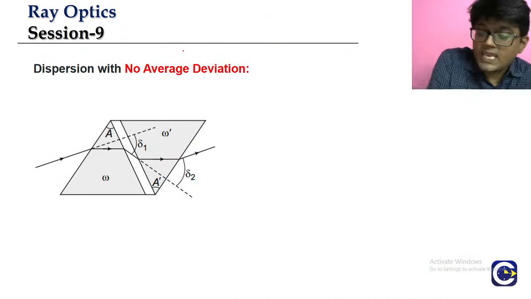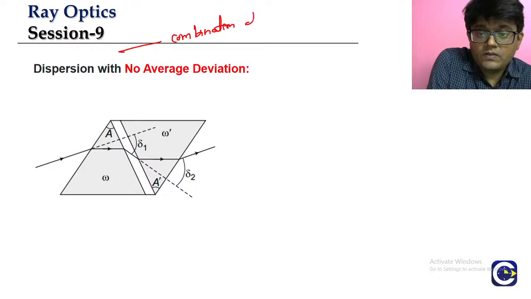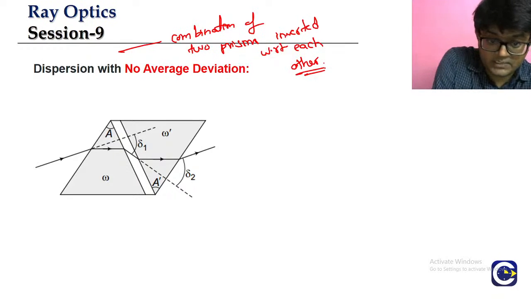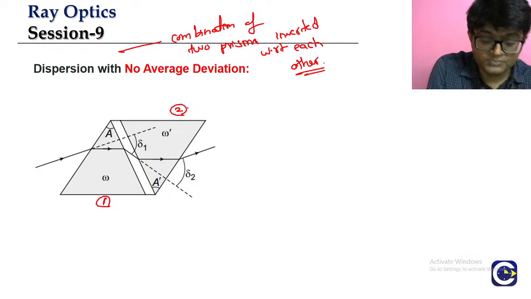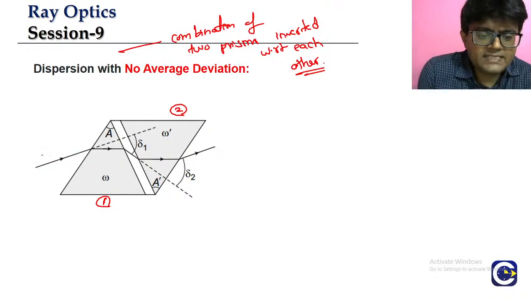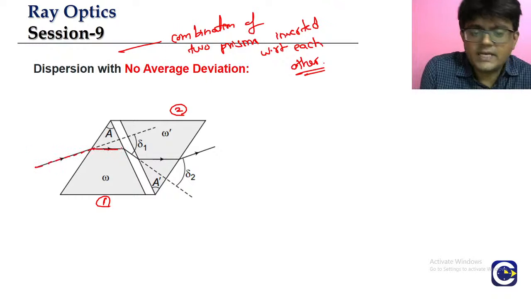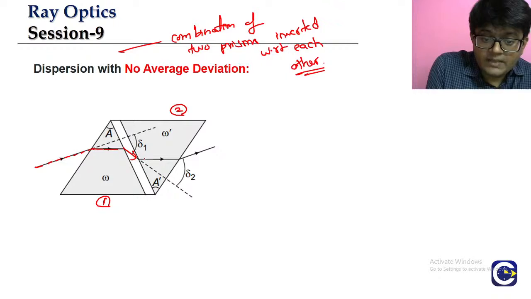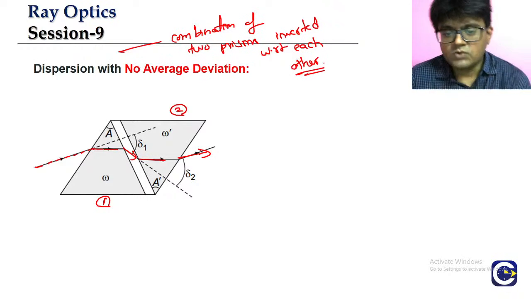Then when you make a combination of two prisms inverted with respect to each other, this is prism 1, this is prism 2. They are inverted with respect to each other. Now look at this. If you are passing the light ray like this, it will get refracted through prism 1. Now when prism 2 is inverted, the phenomenon should be exactly in the counter direction.